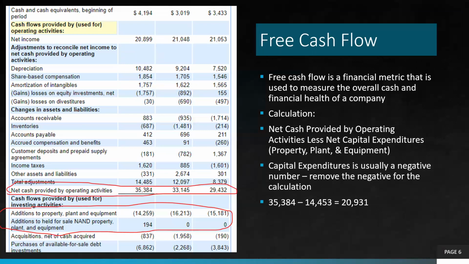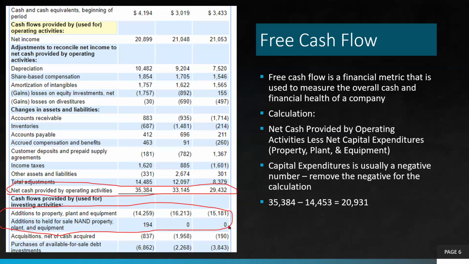Free cash flow is a financial metric that is used to measure the overall cash and financial health of a company. The calculation is the net cash provided by operating activities less net capital expenditures, property, plant, and equipment. Capital expenditures is typically a negative number. If it's not, you want to remove the negative number for the calculation.